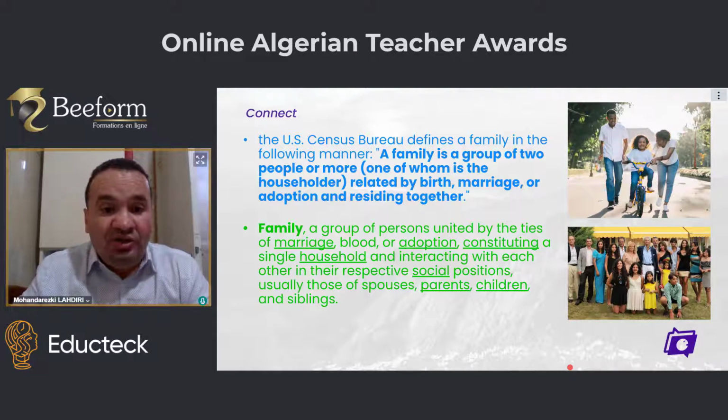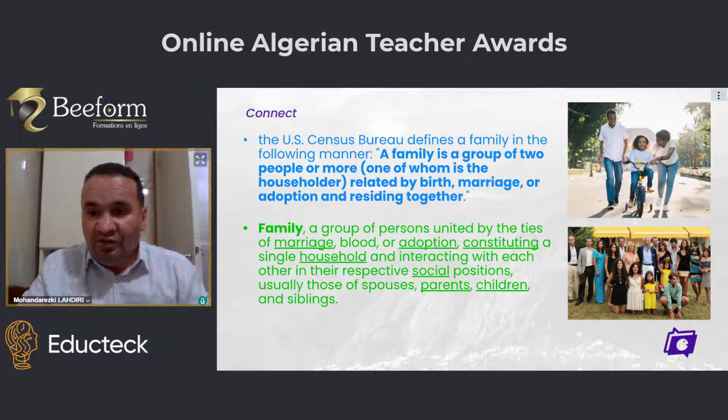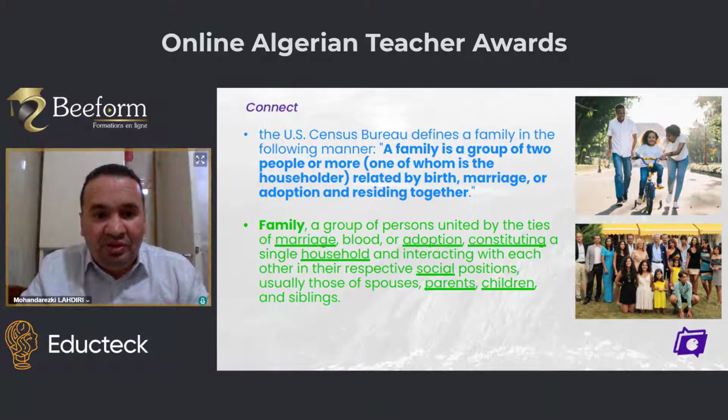The U.S. Census Bureau defines a family in the following manner. If you can follow me now, I'm going to show you the line. You can define the word family as: a family is a group of two people or more. Okay, sorry, I used the wrong one here. I'm going first to erase this one and then explain about family.